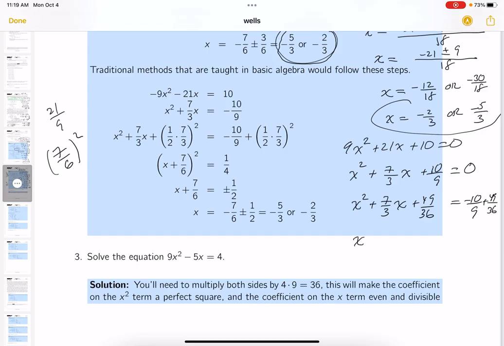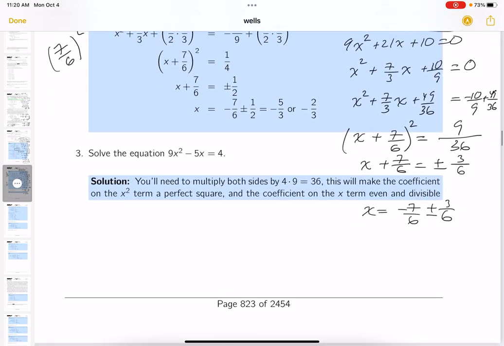That's a lot of work, though. This would be x plus 7 sixths squared equals, well, common denominator, that would be 36, right? And what do you get? That would be minus 40. That's 9. So x plus 7 sixths equals plus or minus the square root of 9, which is 3, and the square root of 36 is 6. So what do you get here? X equals minus 7 sixths plus or minus 3 sixths. Wow, what do you get over here? X equals, let's see, minus 7 plus 3 is minus 4 sixths, and minus 7 minus 3 is minus 10 sixths. That's an OR.